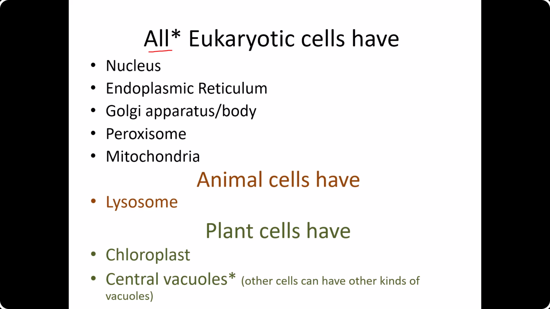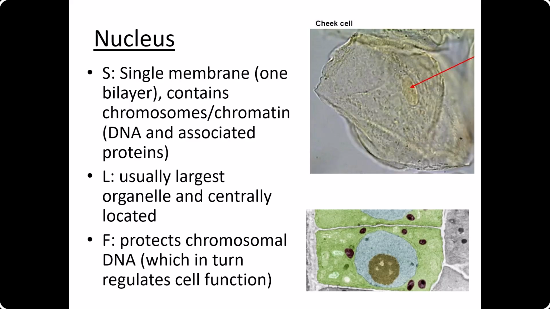Plants are not the only thing that has a central vacuole. Other cells can have central vacuoles as well, but we're just going to focus on the central vacuoles that plants would have. So we've talked about the nucleus before, but we haven't really fully defined it. So the nucleus is this large, centrally located organelle. So here's a nucleus in a cheek cell. The nucleus has a membrane around it. It's a single membrane, but it's one bilayer of phospholipids. And then inside of the nucleus, there's going to be the chromosomes, which is the DNA and protein that's associated with that DNA to kind of wrap that up.